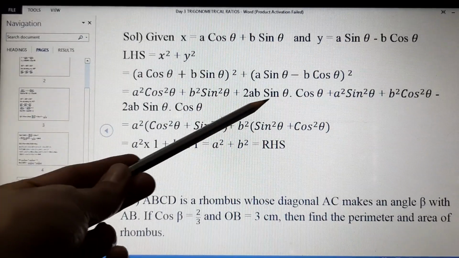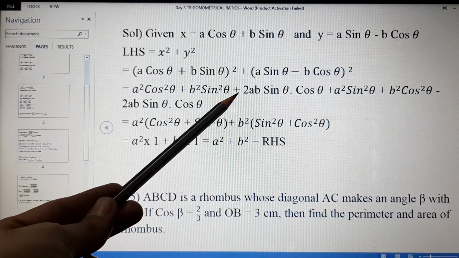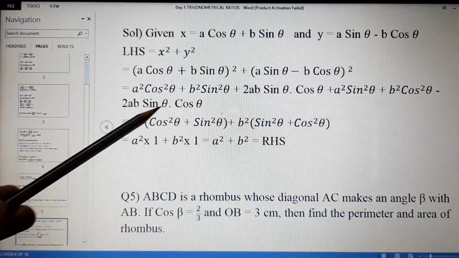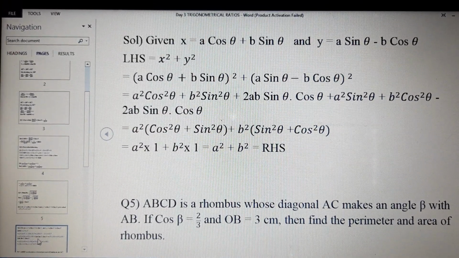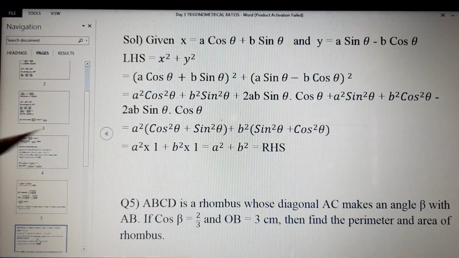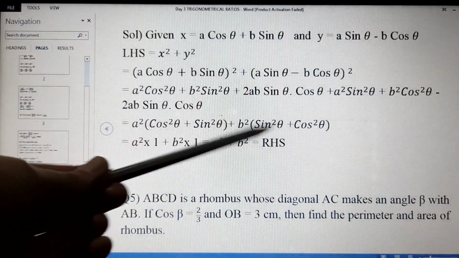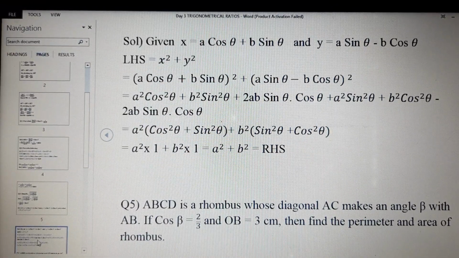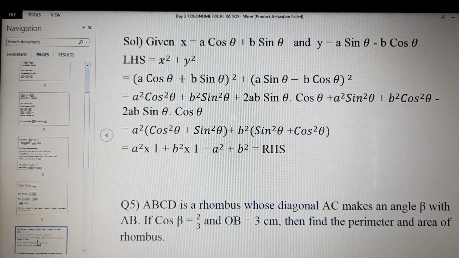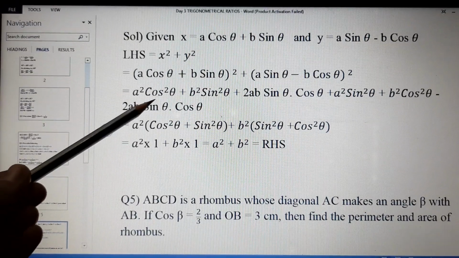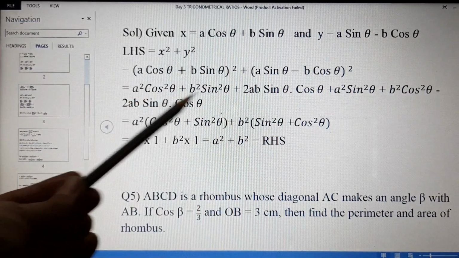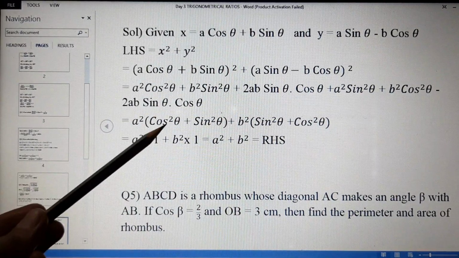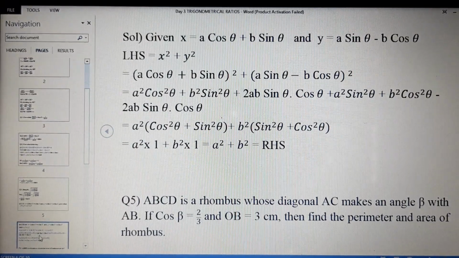As you can see, 2ab sin theta cos theta is with plus sign, and minus 2ab cos theta sin theta will cancel it. And we will be left with a square, b square, a square and b square. So what we have done is written a square terms together and b square terms together. So a square cos square theta plus a square sin square theta: a square is taken common, cos square theta plus sin square theta.